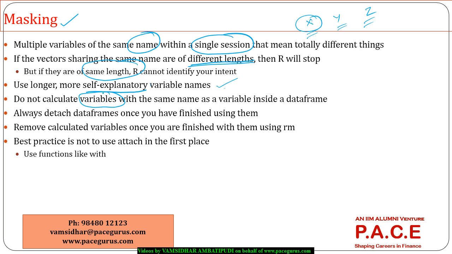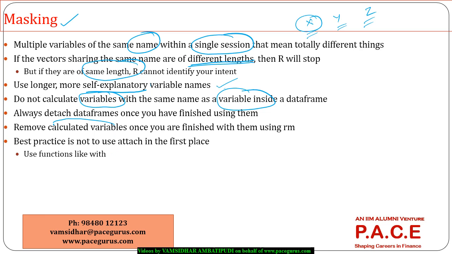And don't do calculations with a variable if its name is one of the headers in a data frame. Don't use the same names as part of your variable calculation. Make sure that the names which are the column headers in a data frame are not repeated.